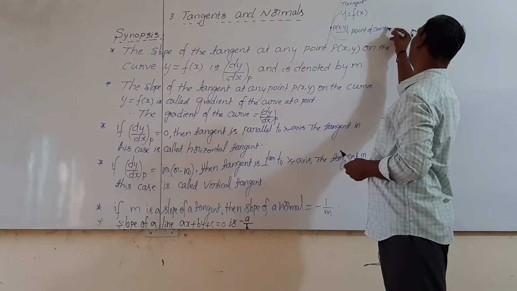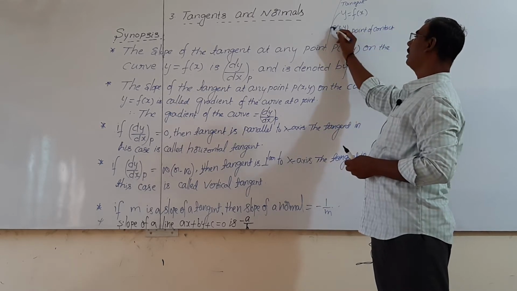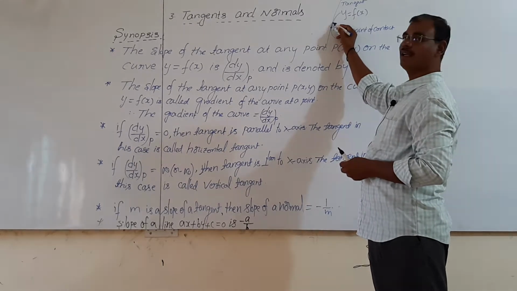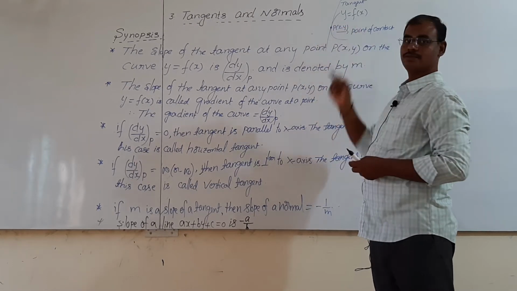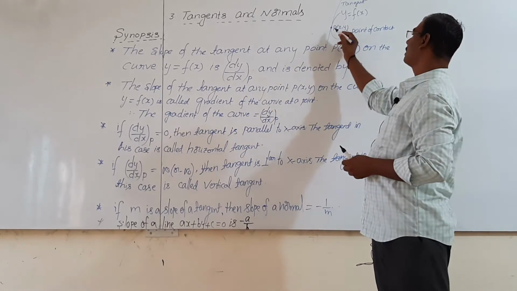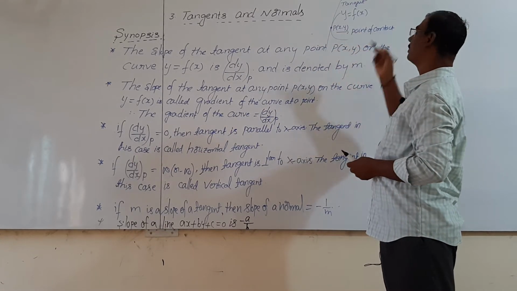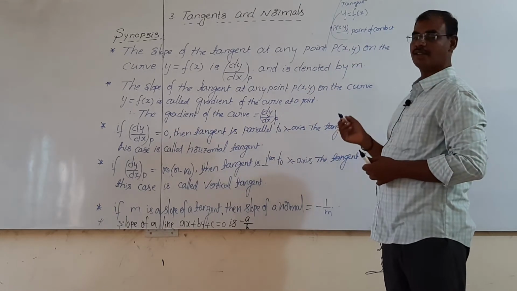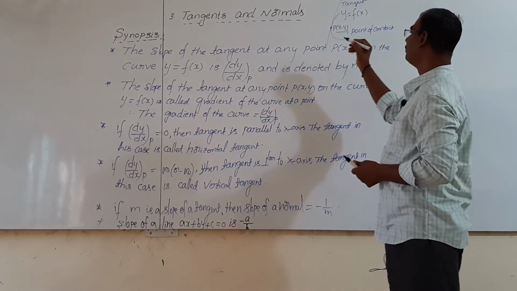So, what is the point of contact? The point of intersection of the tangent line and the curve is called the point of contact. We studied this in theory classes, so I just explain.